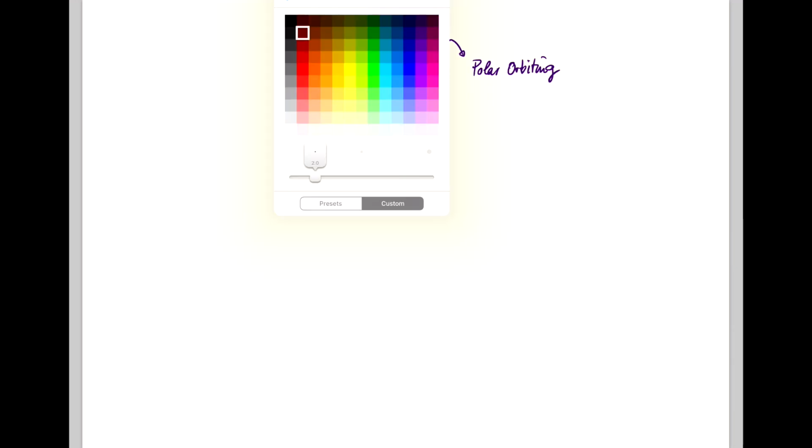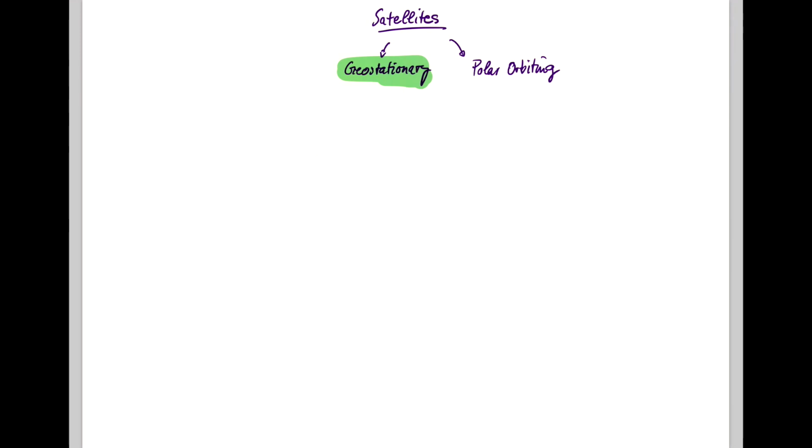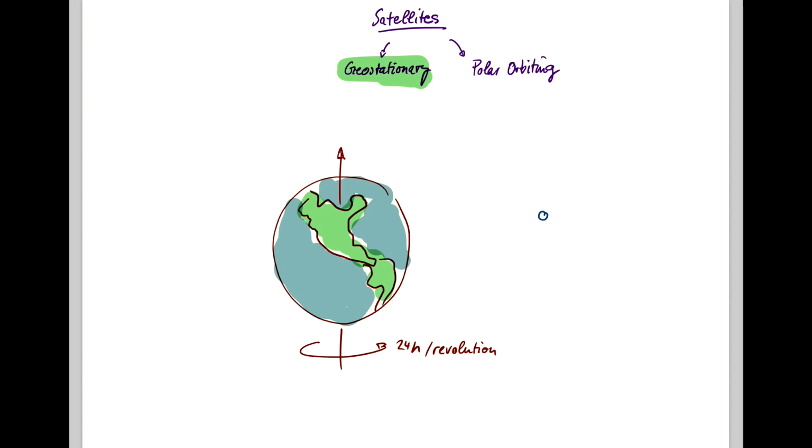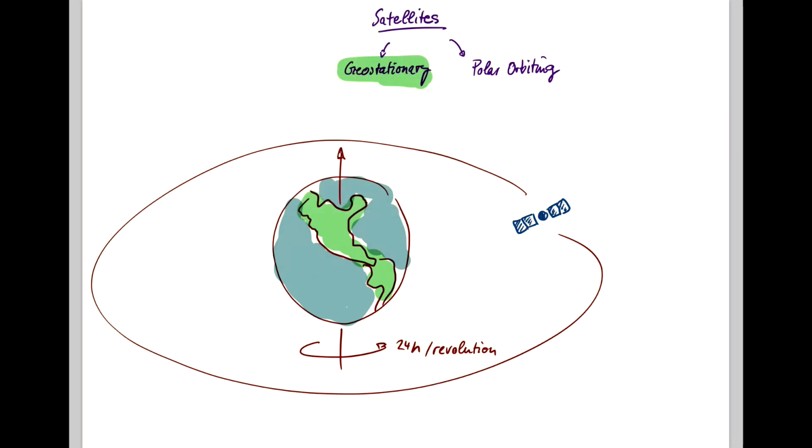What is a geostationary satellite? Well, it's pretty simple. The name already kind of suggests it. If you consider your world here, and it is spinning around its axis at 24 hours per revolution, i.e. its standard daily rotation, then you can imagine having a satellite that is out in orbit completing one orbital revolution in exactly the same 24 hours.